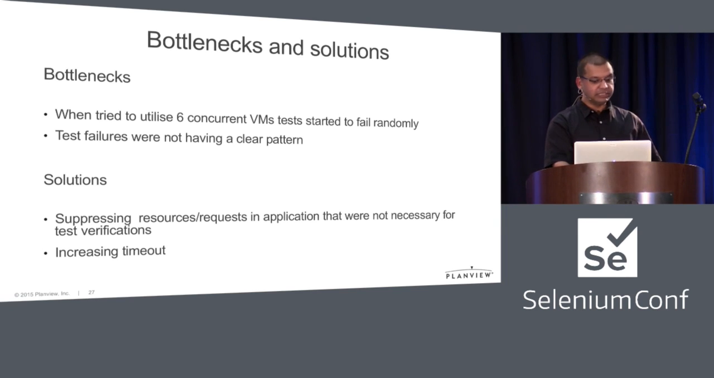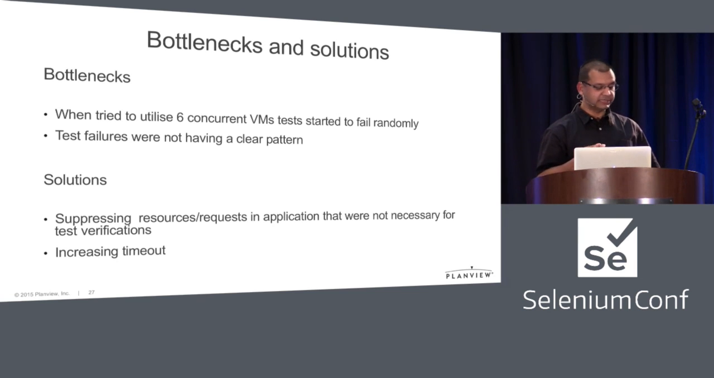Second, we suppressed the resources or requests that are not necessary for test verifications. In our application's landing page, we have an introduction video and also some images which take a few seconds to load. So we suppressed these requests, and along with that, there are some WebSocket requests and Google Analytics requests which don't affect the actual test verification we are interested in. Suppressing them reduced the overall test execution time and also stabilized the tests.